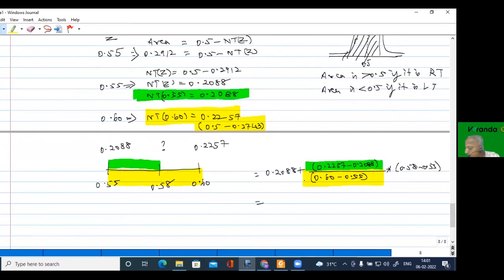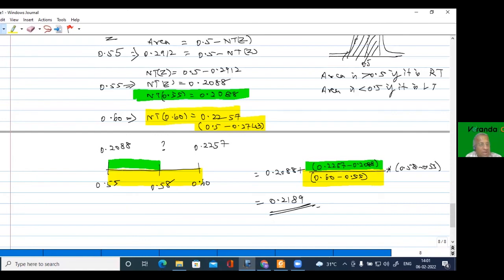Now let's do that. Remove all your memory. Plus 0.2257 minus 0.2088, whole divided by 0.05, into 0.03, this value plus 0.2088. So what you end up with is 0.2189. Am I right? Are you clear about this particular portion?